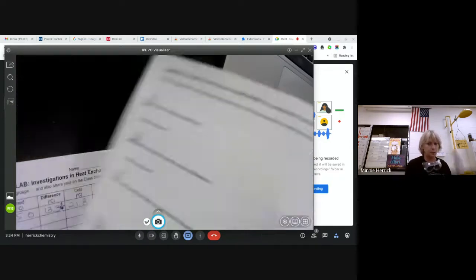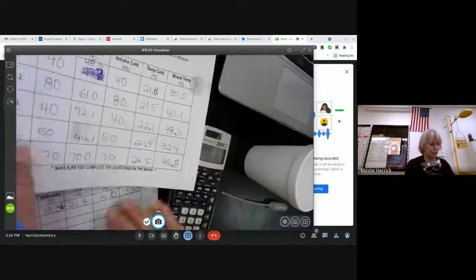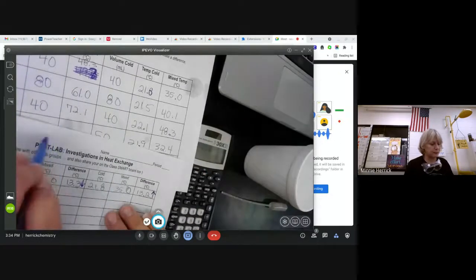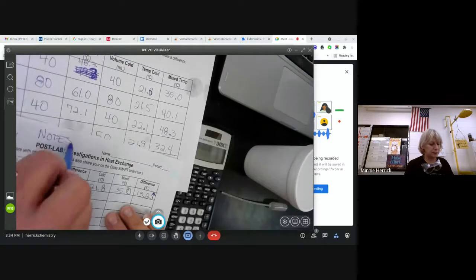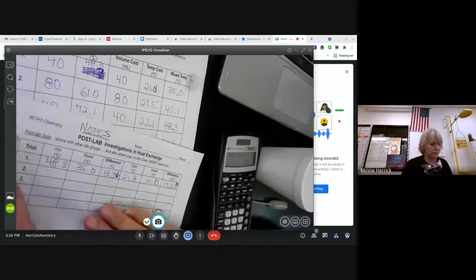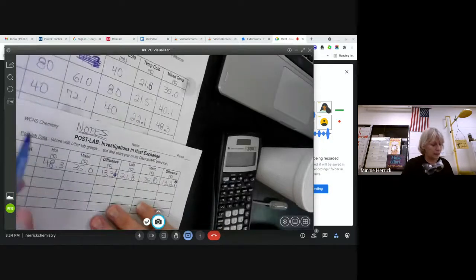Okay, so let's go back and we're going to actually do this little, it's like a post lab. And this is basically notes today. We're going to do a little bit more of this on Monday, but I'm just trying to set you up with looking at the data here.